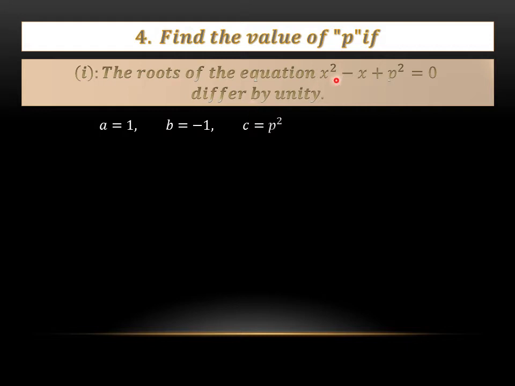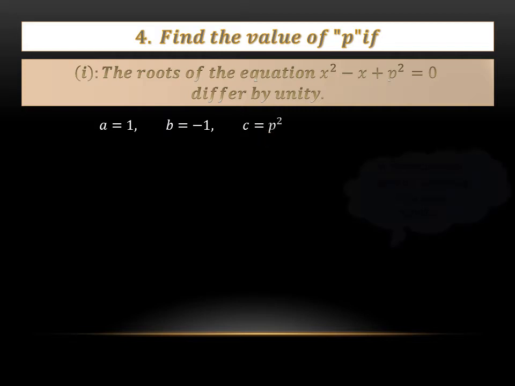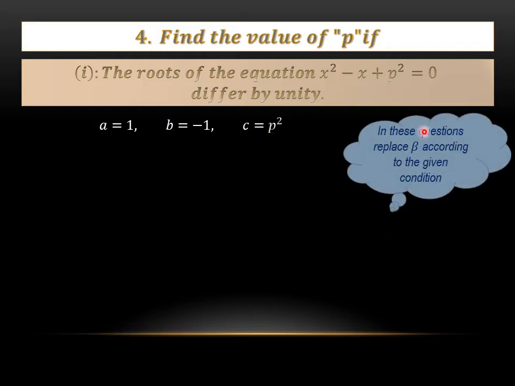First of all, I'll take the equation. The value of a is 1, b is minus 1 and c is p square. In this type of question where you are given the word differ by, replace beta according to the given condition. We don't write beta, we replace it according to the given condition. And what is the given condition? Differ by unity. It means minus 1. So now the roots will be alpha and alpha minus 1.